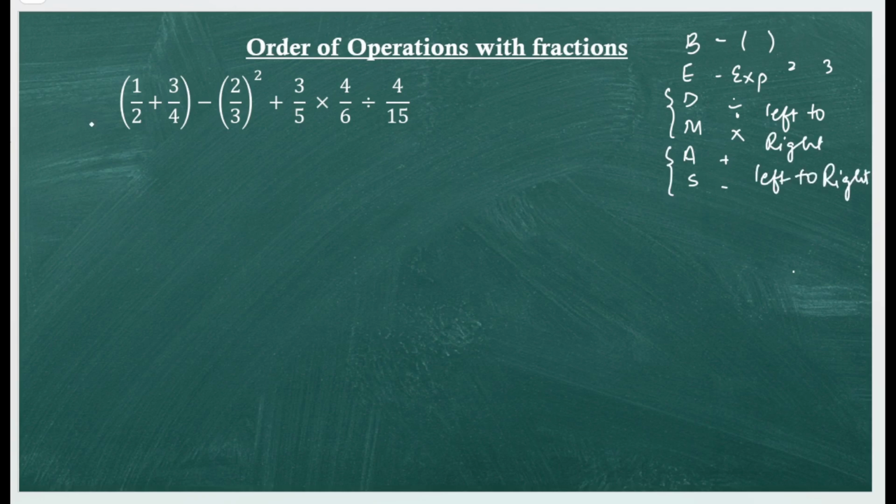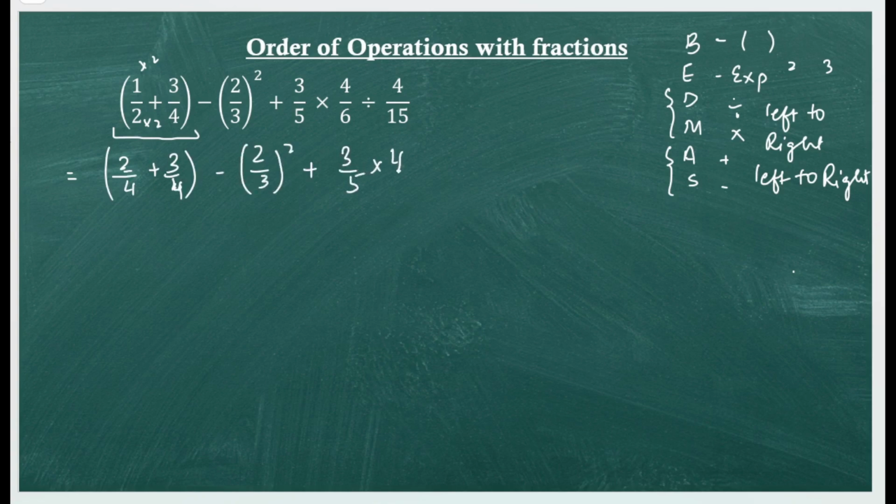Now, in our question, can we see some brackets? Of course, 1/2 plus 3/4 is in the bracket. So I will be solving this. Addition of fractions means we need to make the denominator the same. So I can make this 2 as 4 by multiplying it by 2. Whatever we do to the denominator, we do the same with the numerator. So 1/2 becomes 1 times 2 is 2, 2 times 2 is 4, and then you have this 3 over 4 in the bracket. Okay, minus 2/3 whole square plus 3/5 times 4/6 divided by 4 over 15.